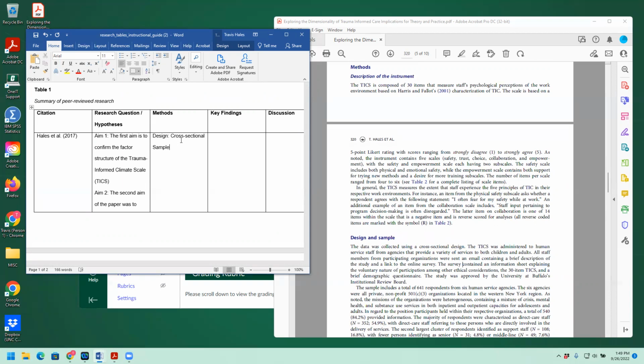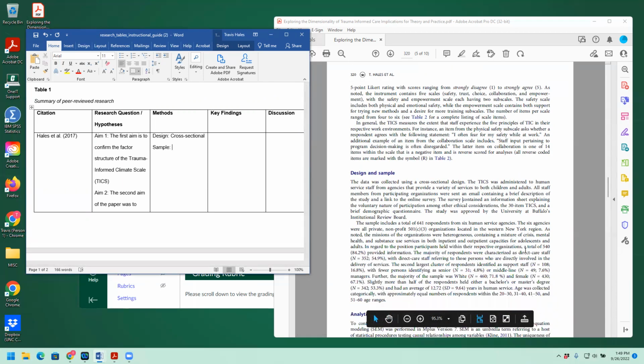And then for the sample, we can see here that there were a total of 641 respondents from 6 human service agencies or organizations. So for the sample, I'll put staff within 6 human service agencies, and in parentheses, I'll put the sample size.